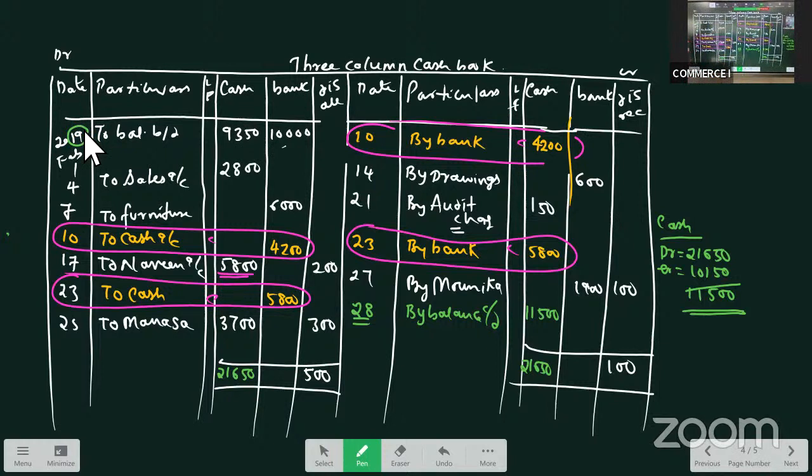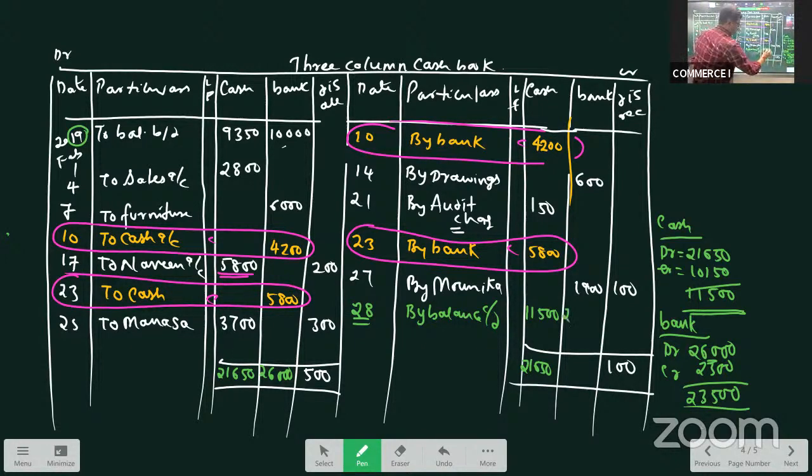See what is the total of bank account, the bank column on the debit side. Debit side we have 10,000, 6, 20, 16, 20. It is 26,000. Round figure we have 26,000 on the debit side of bank column. And what is the total on the credit side? We have only two entries. And the total is 2,500. So if you subtract, we'll get 23,500.